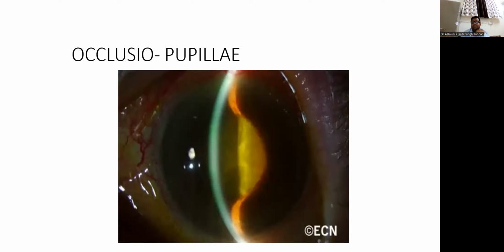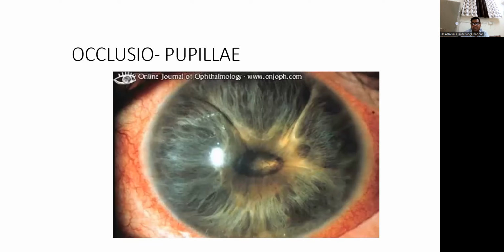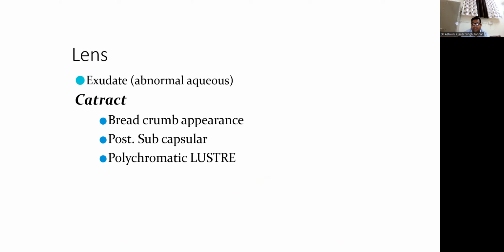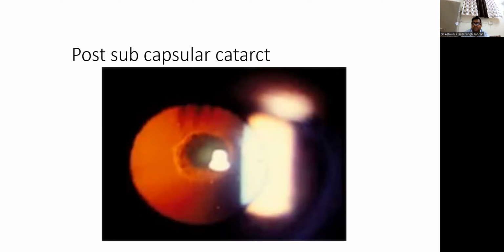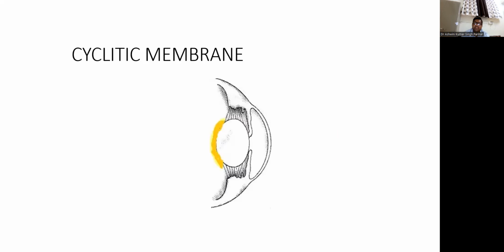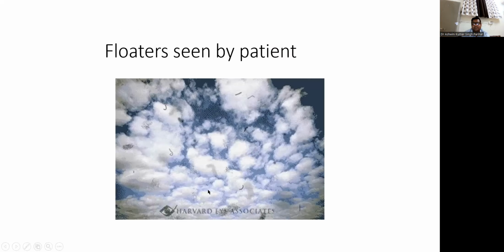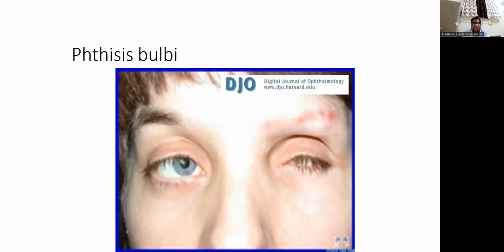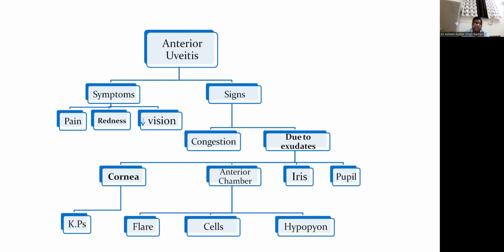Now the occlusio pupillae, how does it lead to the formation and affection of the eyes and lead to the increased ocular pressure. Findings of lens, this is the PSC, diagrammatic representation, the polychromatic luster, the cyclitic membrane in yellow you can see. Macular edema, papillitis, the phthisis bulbi, the common findings, the signs and symptoms. You should remember for the exam writing point of view.